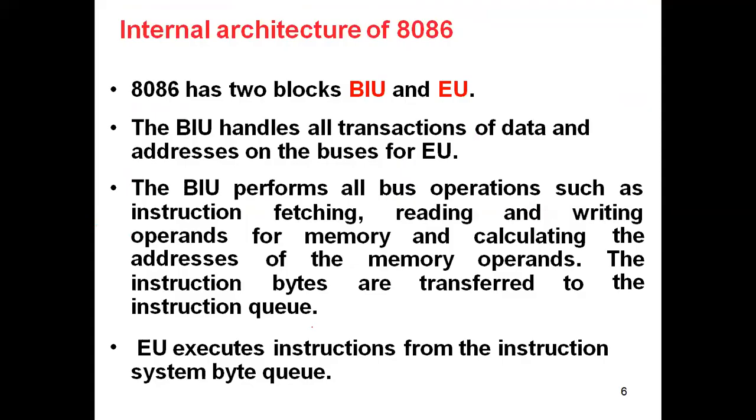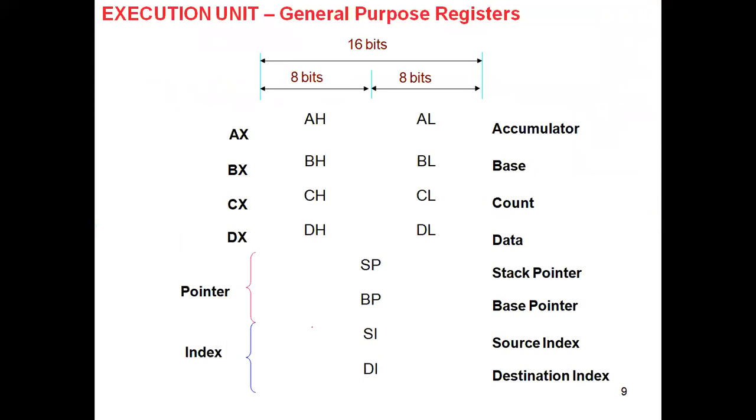Here you can see the description for this. See here, AX, BX, CX. Each is a 16-bit general purpose register. AH means higher order and AL means lower order, so together we call it AX. AX stands for accumulator register, BX stands for base register, CX stands for counter register, and DX stands for data register.